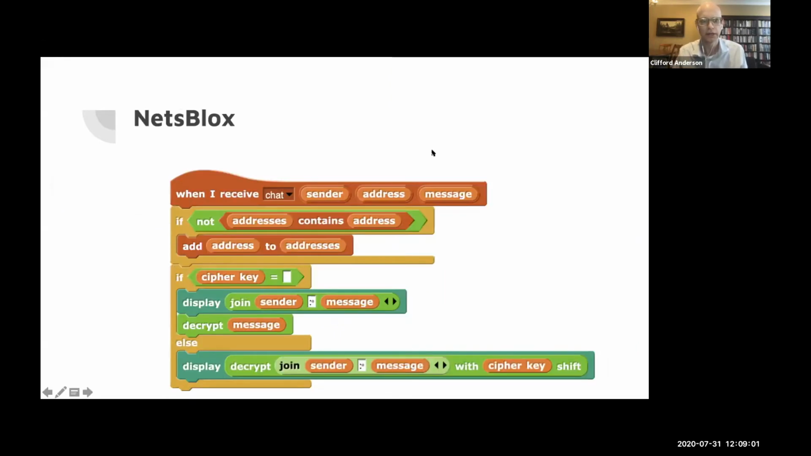And another difference is the use of NetsBlox. NetsBlox is, as some of you may have heard in prior presentations, a Vanderbilt development on top of Snap. And it adds several features to Snap that help us to understand network programming and distributed programming a little bit better. So first, it introduces a new primitive for message passing.